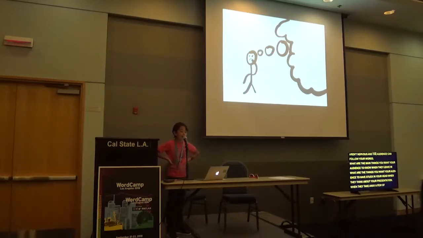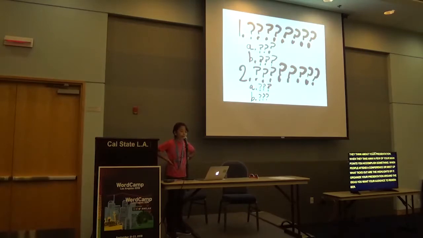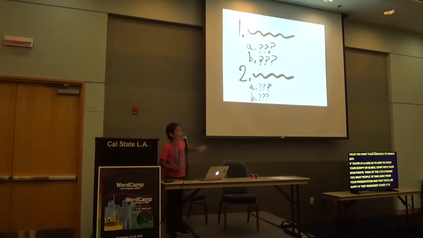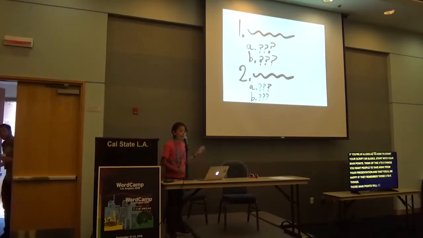When people attend a conference or any kind of meetup, what sticks out to them are the highlights of it. Organize your presentation around the ideas you want your audience to remember. If you're at a loss as to how to start your script or your slides, start with your main points. Think of the 3 to 5 things that you want people to take away from your presentation, and that you will be happy if they remember those 3 to 5 things. Those main points will be the basis of your outline.